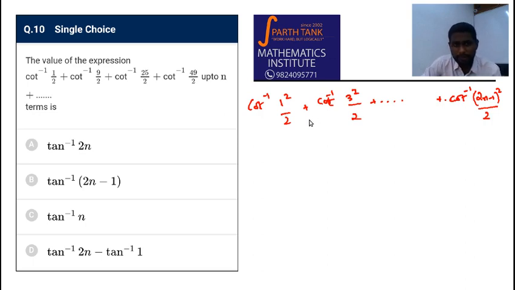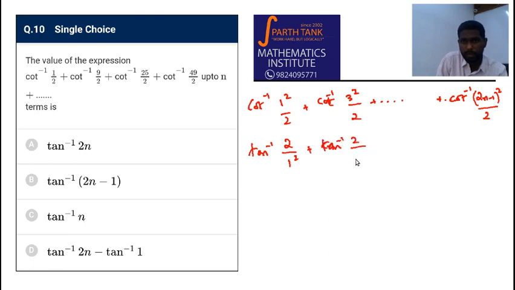Now let us simplify any one particular term. Let us say the rth term, simplify it, and then based on that, let us see if we can come to some nice conclusion. Anyway, first step is tan inverse. These cot inverses can be converted to tan inverse: tan inverse of 2 by 1 squared, then tan inverse of 2 by 3 squared, up to tan inverse of 2 by (2n minus 1) whole squared. This is possible. Now take a general term, the rth term here.